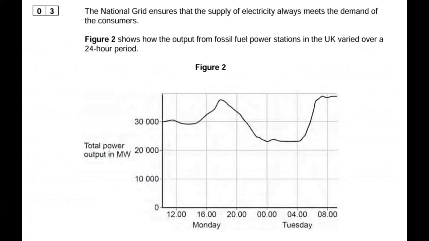Now, question 3 is a data analysis question with it giving you a graph, and it starts by saying the national grid ensures that the supply of electricity always meets the demand of the consumers. Figure 2 shows the output from fossil fuel power stations in the UK varied over a 24-hour period.